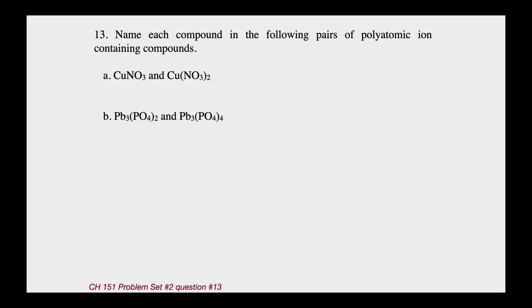So again, you've kind of got to know the polyatomic ions. NO3 is -1. It's nitrate. And if NO3 is -1 and there's 1 copper in the first one to balance it, this first one is going to be copper(I) nitrate, where the 1 is the Roman numeral.